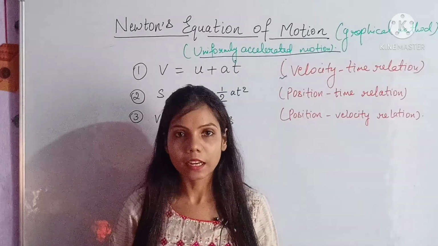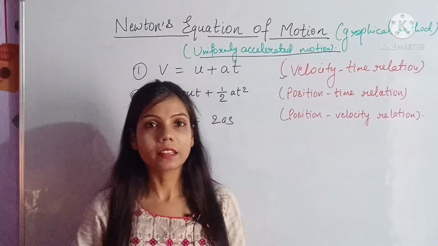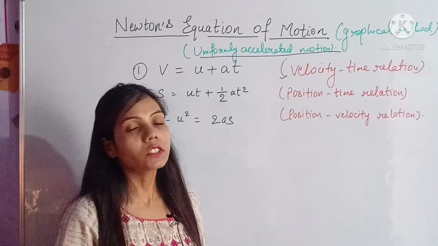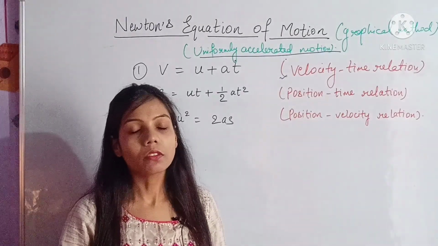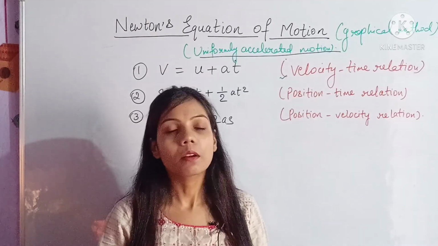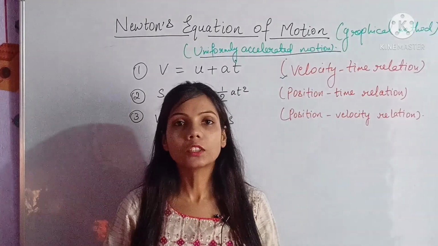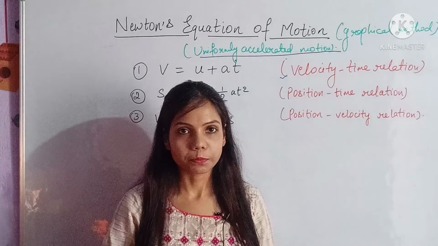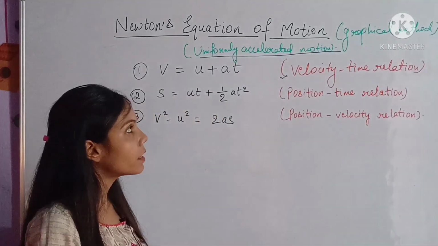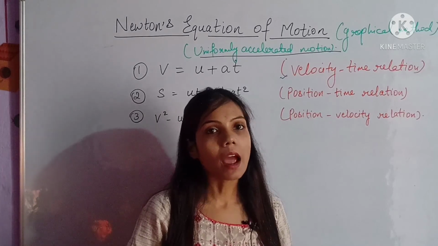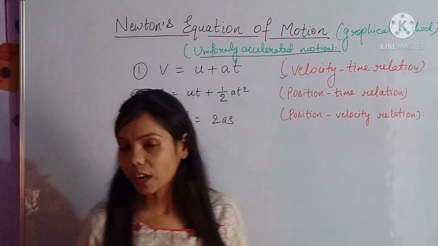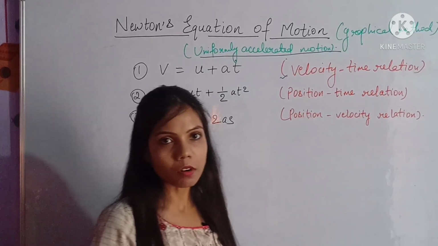position velocity relation. Now, one more important thing is that these three equations are only applicable under the condition of uniformly accelerated motion. That is, the body should have uniform acceleration. Since we are talking about the graphical representation, for the derivation part we have to plot a graph. So let us first see how to plot the graph for the derivation.